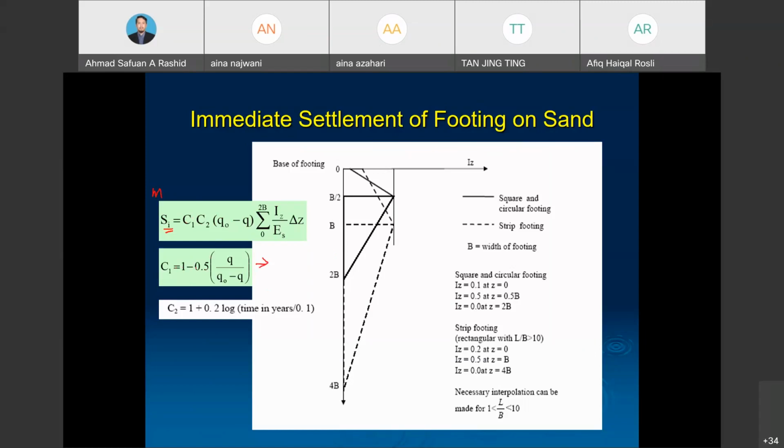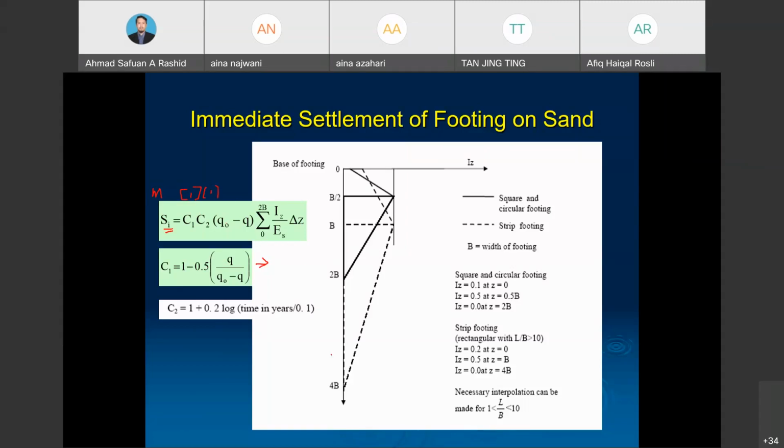So 1 minus 0.5. Okay, stress over stress. So kita letak dia sebagai dimensionless lah. Okay. So C2. Okay. It is a time. So at the end the time is not related to what we call the deformation. So in this case we also consider it as a 1.